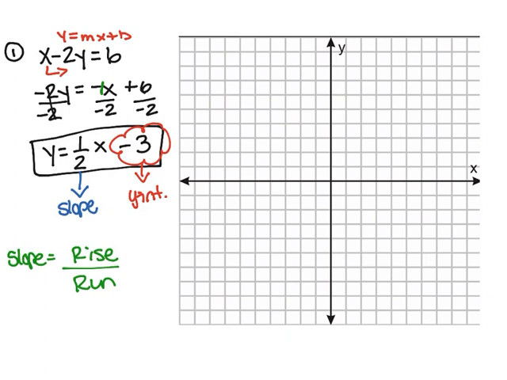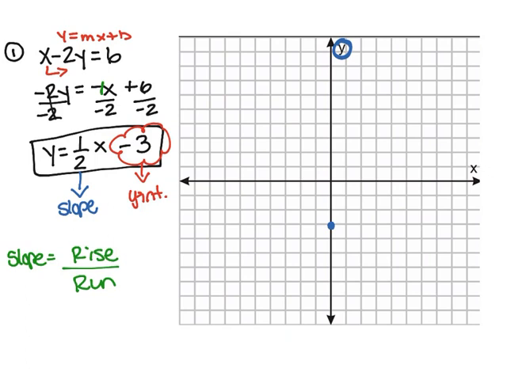So if we look at our equation, y equals 1/2 x minus 3, we're first going to put our first point on the y-axis at -3. So keep in mind, the y-axis is the axis that goes up and down. So you're going to go to -3, 1, 2, 3. And from that point, we're going to do the slope of 1/2.